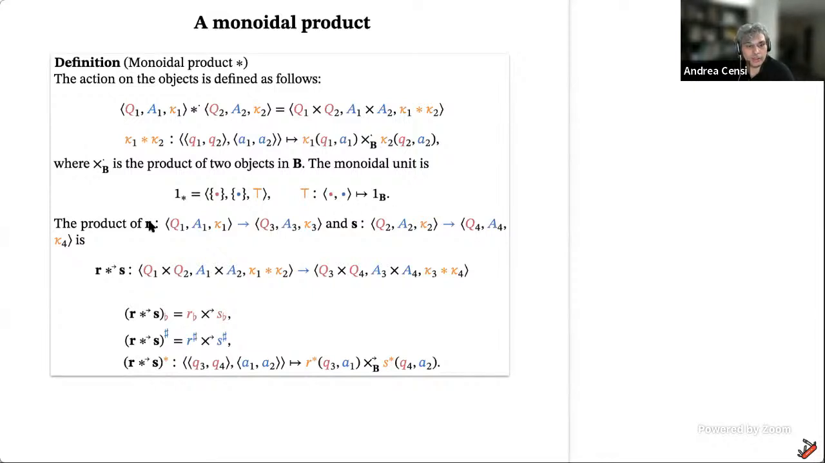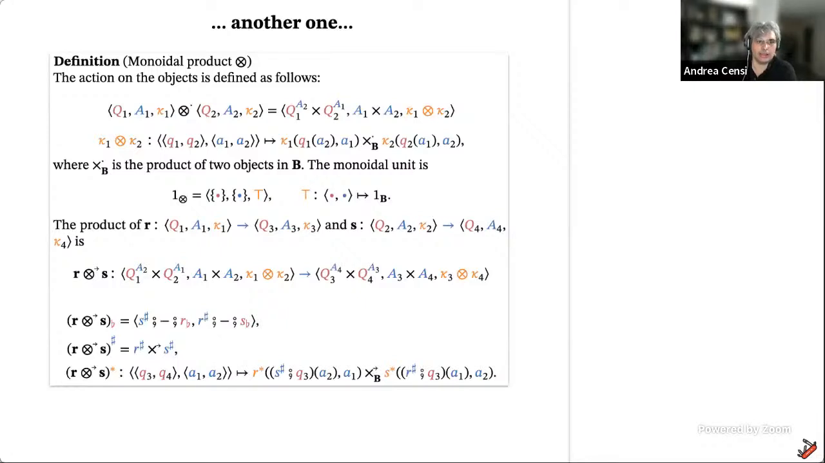And then, if you want to get the product of the morphisms R and S, you obtain this. Very simple. You take the product of the functions, and again the product of the morphisms. Unfortunately, this is not the product that actually gives the nice interpretation of GC in linear logic. For that, you need to define this tensor product. And this is a little bit tricky. This is the only tricky thing in the entire talk.